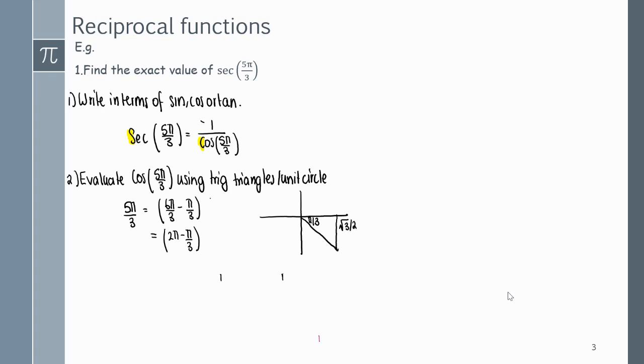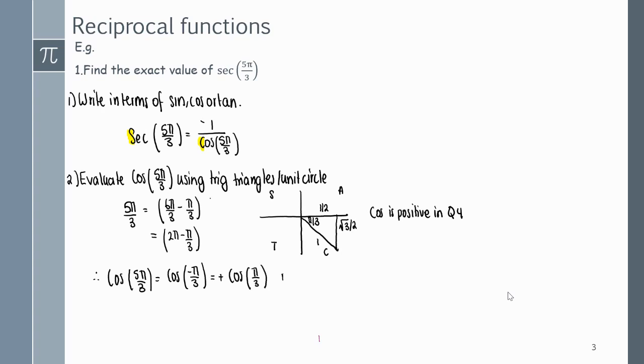Now I know my unit triangle here has a hypotenuse 1 and side lengths opposite the pi on 3 is root 3 over 2 and adjacent is a half. Notice that cos is indeed positive in quadrant 4. So I have a value of cos 5 pi on 3: adjacent over hypotenuse, a half over 1, or just positive a half.